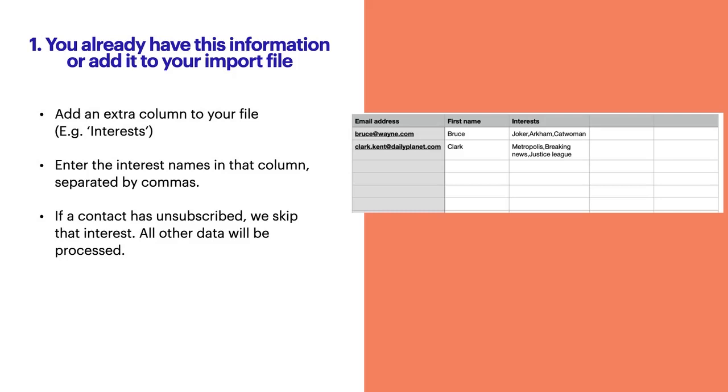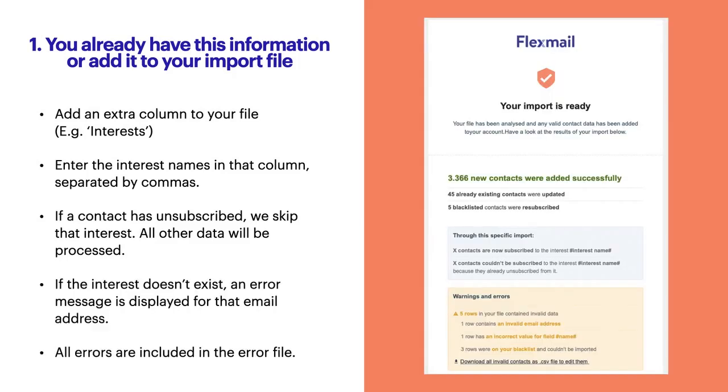If a contact unsubscribes, we will skip that interest, but all other data will be processed. If the interest does not exist in Flexmail, an error message will be displayed for the respective email address. So in this case, no data will be processed. All errors are included in your error file for you to correct and retry.